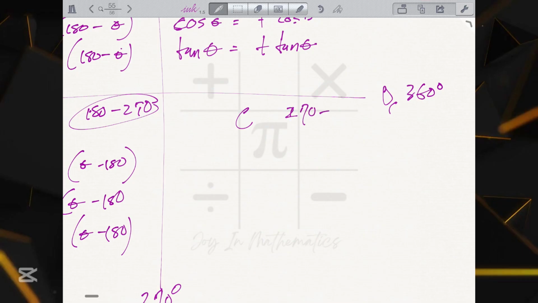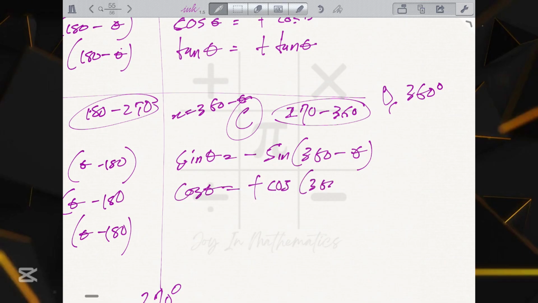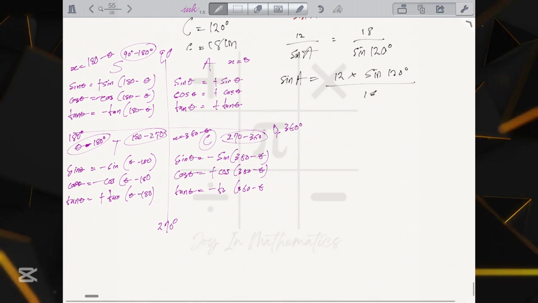And in the fourth quadrant, we have 270 to 360 degrees. That's the range. And the acute angle formula is x equals 360 minus theta. So we have sine theta to be equal to negative sine of 360 minus theta, because only cosine is positive. Cos theta is equal to positive cos of 360 minus theta, and tan theta is negative tan of 360 minus theta. So yeah, this is what should pop up in your head.